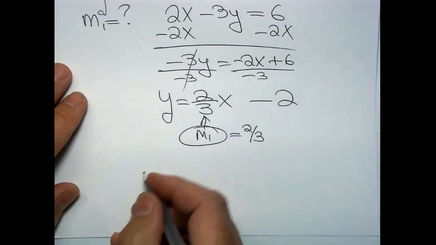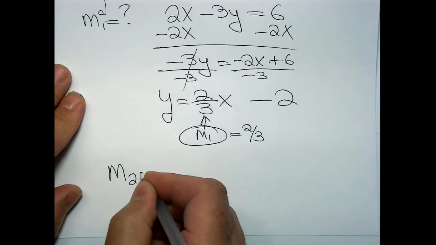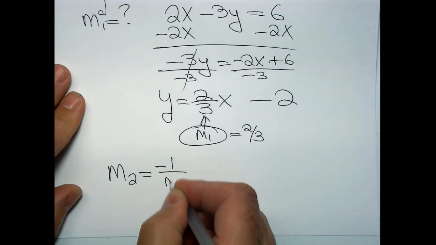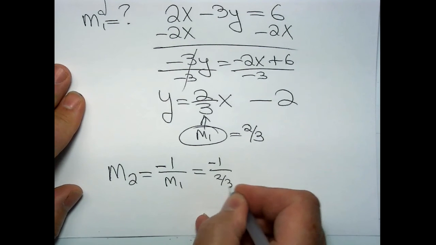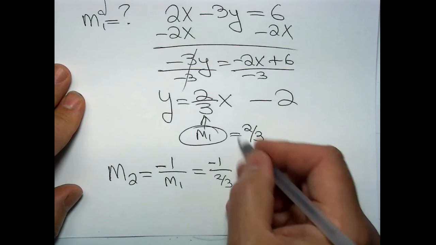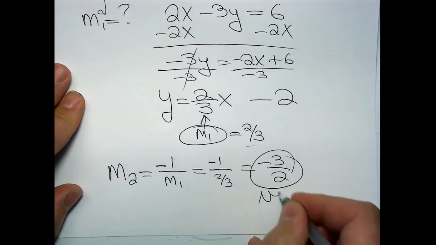So think about the reciprocal and negative to get your perpendicular. M2 is the negative reciprocal. It's negative that and also upside down. Now you don't have to write this. Why don't you just turn this upside down and add a minus sign? That's my new slope.